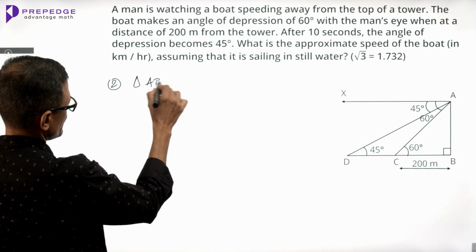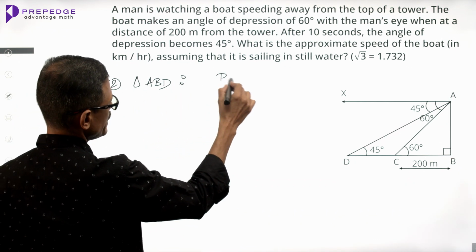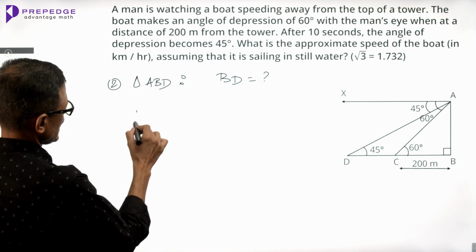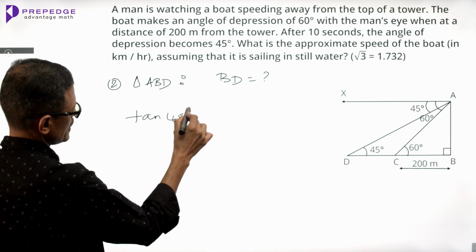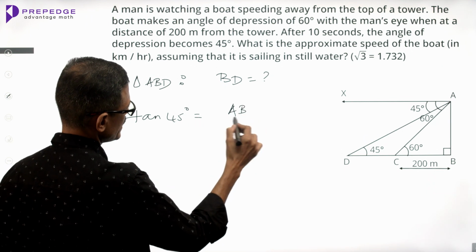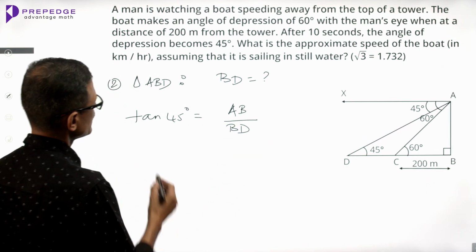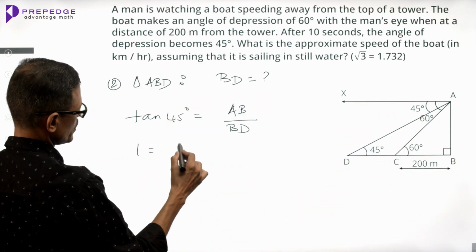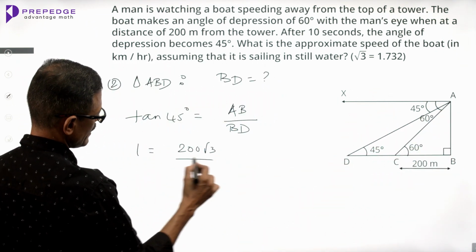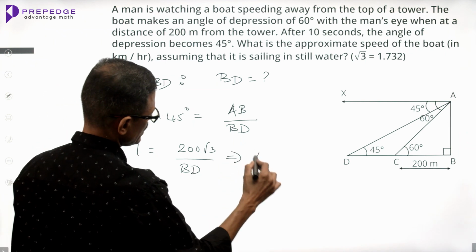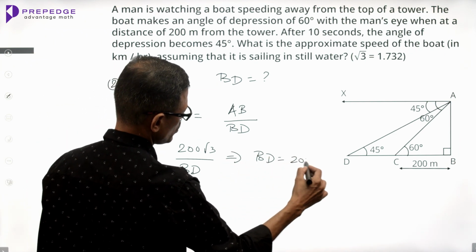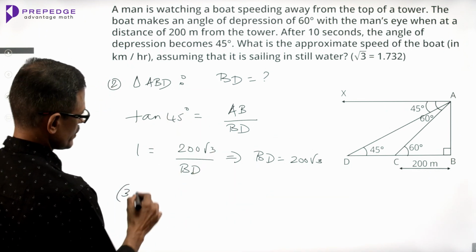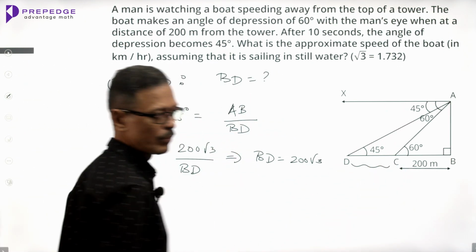Go to step 2: let's compute the value of BD. That's a very simple step. In triangle ABD, what we need to find is BD. Tan of 45 degrees is equal to the opposite side AB divided by the adjacent side BD. Tan 45 is 1, and AB we just found, which is 200 root 3, divided by BD. Which means the value of BD is equal to 200 root 3.